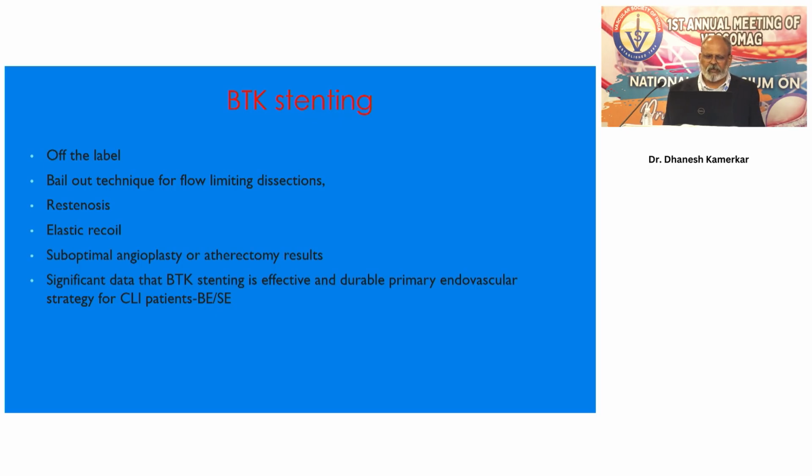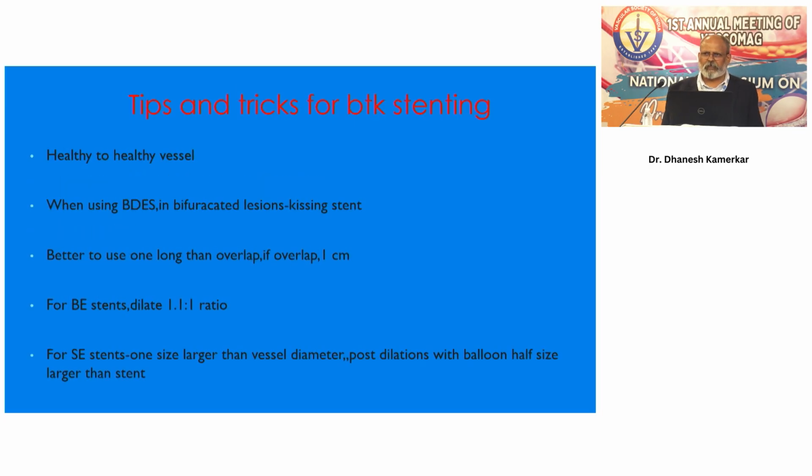There is significant data that BTK stenting is an effective and durable primary endovascular strategy for CLI patients, which could be either balloon expandable or self-expandable. And what are the tips and tricks? Obviously, we have to consider stenting from healthy to healthy vessel. When we are using drug-eluting stents in bifurcated lesions, always use it as a kissing stent, otherwise there can be atheromatous plaque shift to the other artery. It's similar to the strategy used when we do a common iliac.